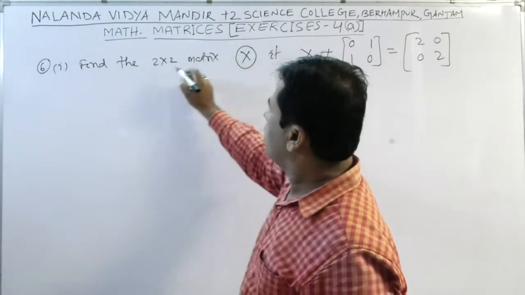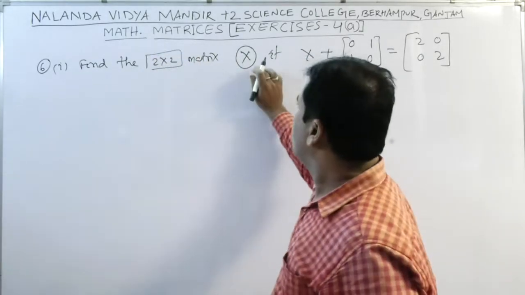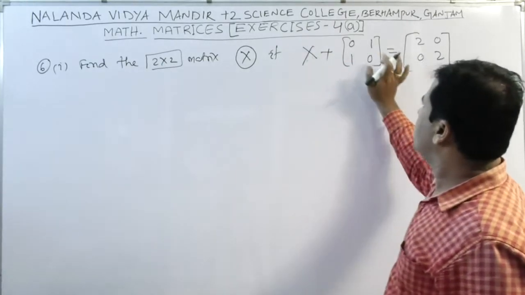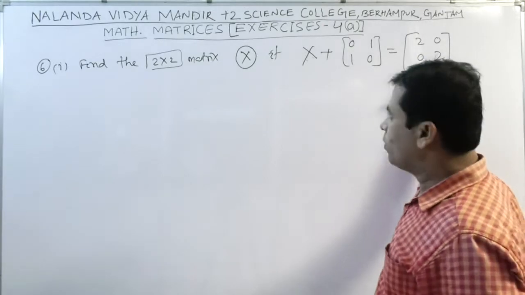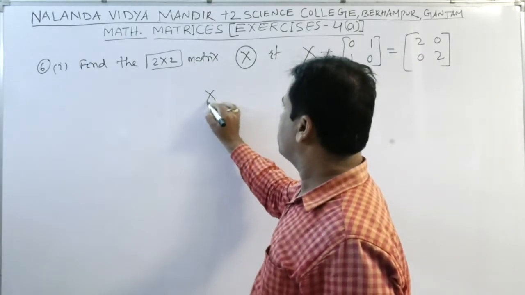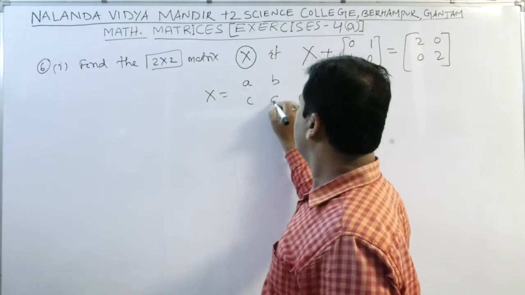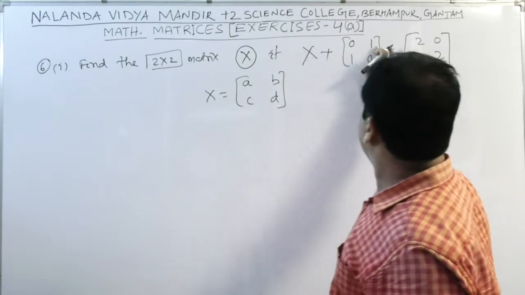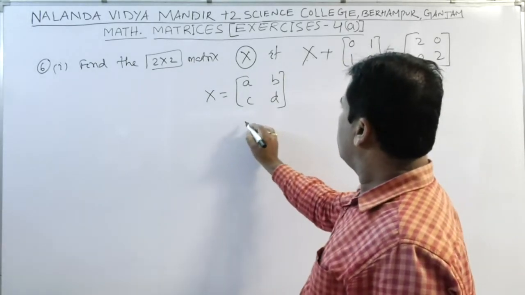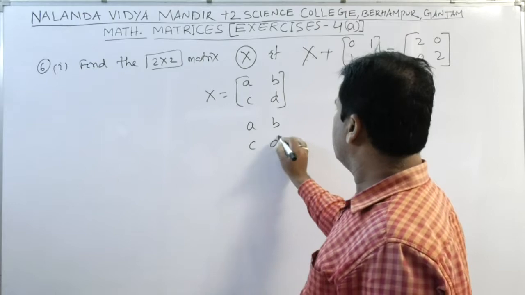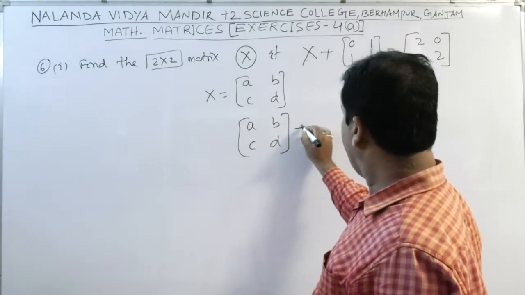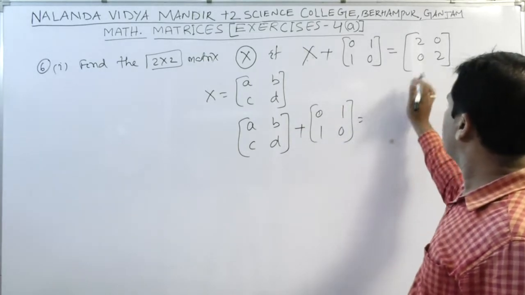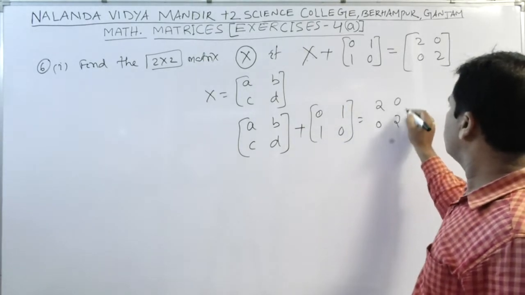The matrix X is of the order 2×2, that is 2 rows and 2 columns. If we add this X with this matrix, we get this. Therefore, consider that matrix X is equal to, let's say, [A, B; C, D]. Now this plus [0, 1; 1, 0]. So, [A, B; C, D] is our matrix X. If we add [0, 1; 1, 0], we get [2, 0; 0, 2].